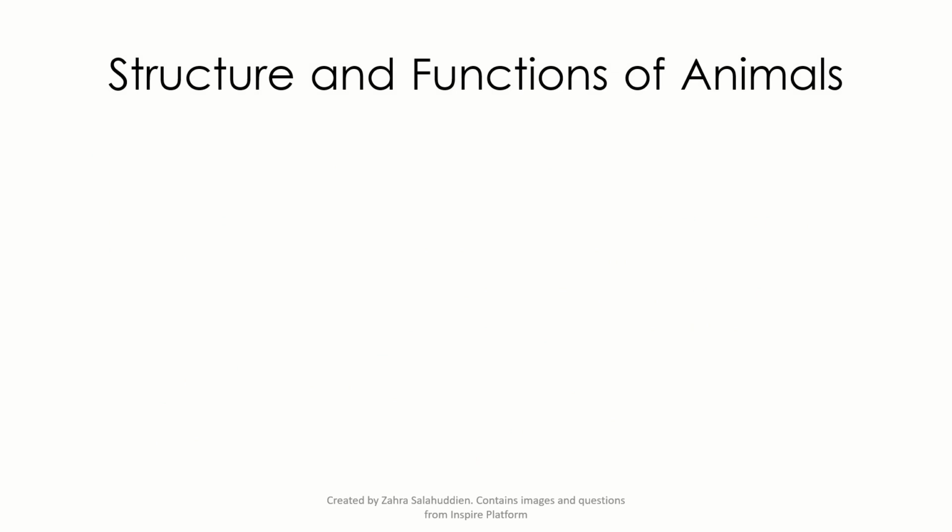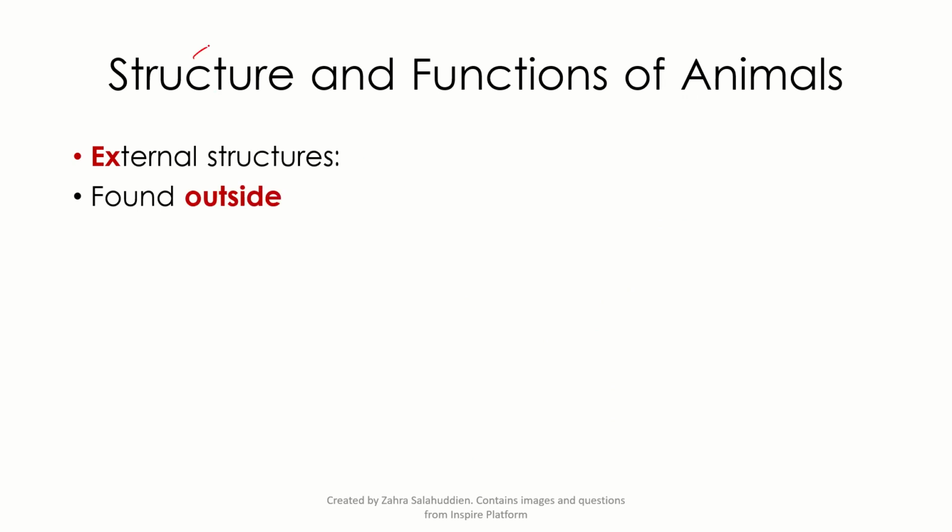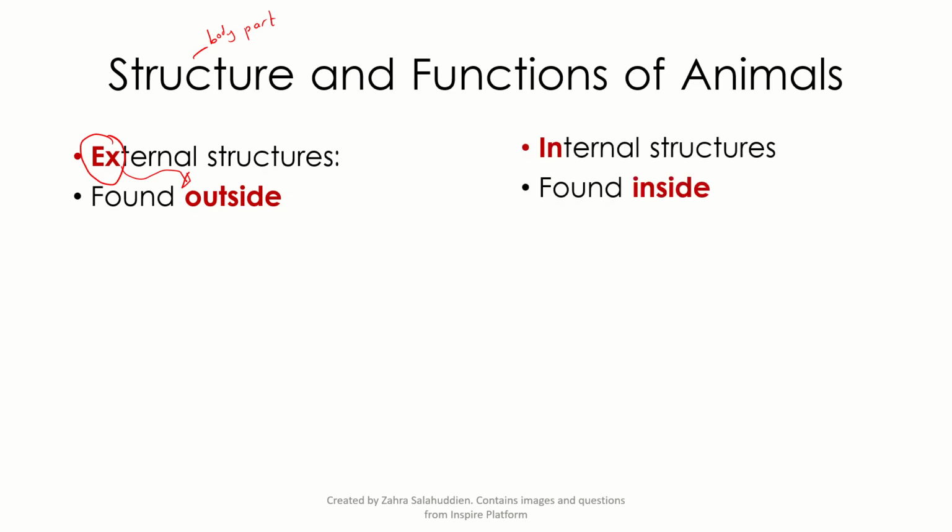Now let's look at some structures of animals. Animals have body parts or structures that are external. External means outside. Like when they say exit the building, ex means to go out. External, outside. Internal is inside. So when you see that word, the end is all the same. The beginning tells us where it is. Internal, inside. External, outside.